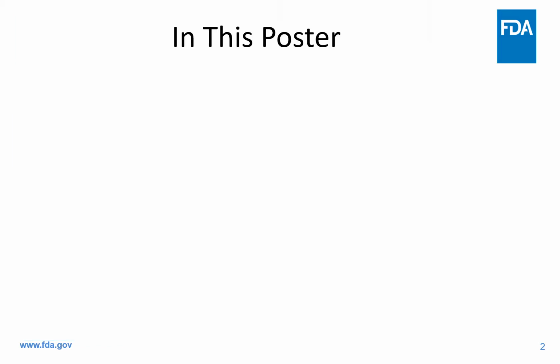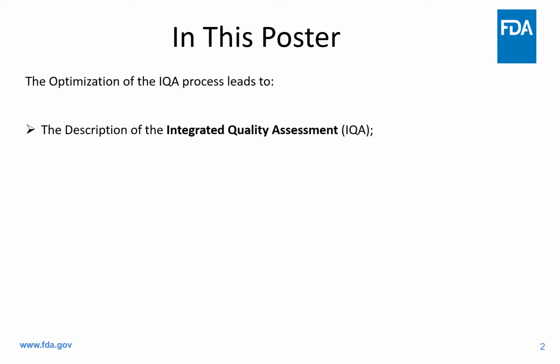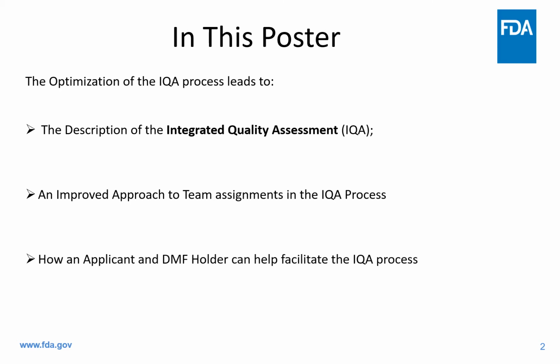So let's start off first of all with what we're going to cover in this poster. First will be a description of what the IQA process is. The second will be an improvement we've come up with, which is making this process work much, much better for us. And the third and most important one for you is how you as an applicant or a DMF holder can help facilitate our process, which will allow us to do better and faster reviews for you, get better information to you, which will lead to better drug products for both the United States and the world.